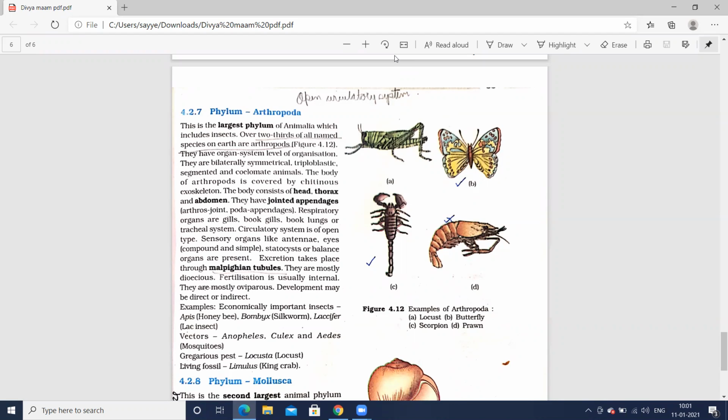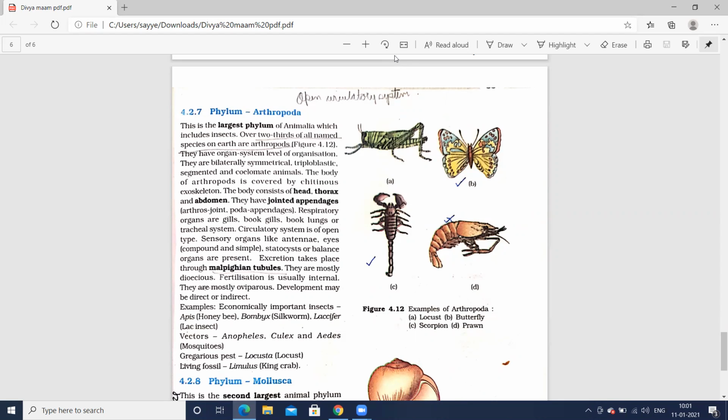Chitin. The body consists of, now this is interesting, we basically can divide the body into three parts: the head, the thorax, and the abdomen. They have jointed appendages. Let's break this word arthropoda, beta. Arthro means joint and poda means appendages. That is why, because they have jointed appendages, we call them arthropoda.